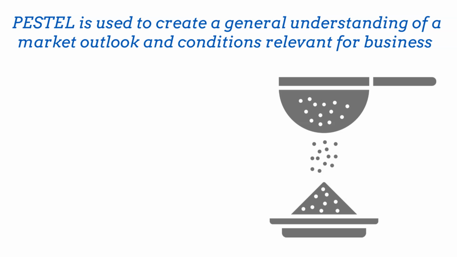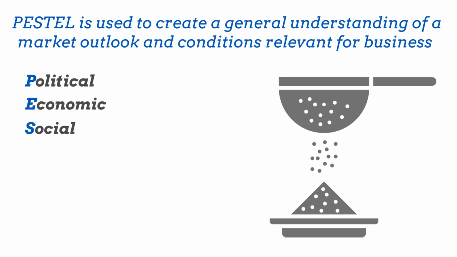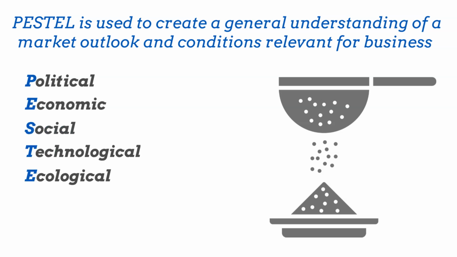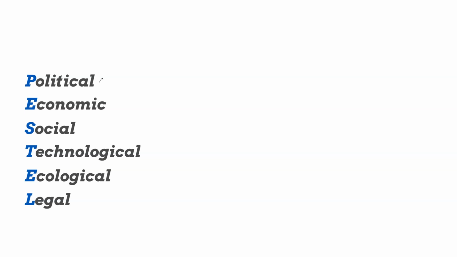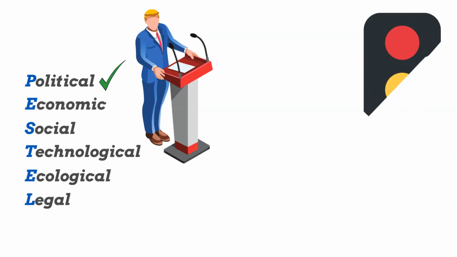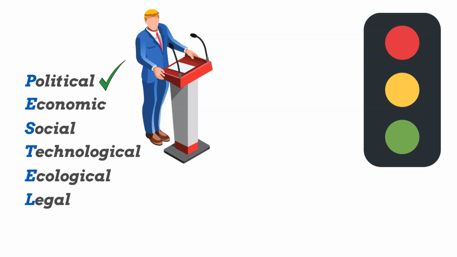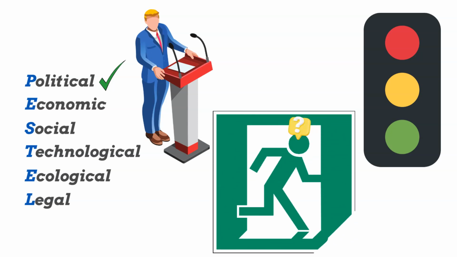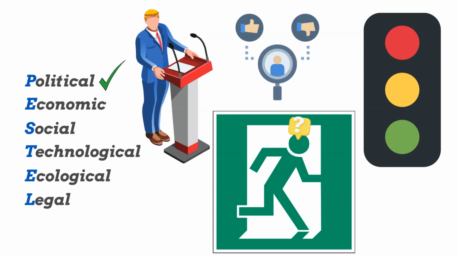PESTEL is the acronym for the following aspects: political, economic, social, technological, ecological, and legal. Political. Here is the point to understand political risks relevant for your potential business endeavor. In less stable countries, expected elections might be a slowdown sign, or war in Ukraine caused Western companies to exit the Russian market while opening doors for new entrants coming from BRICS, Middle East, or some other countries.